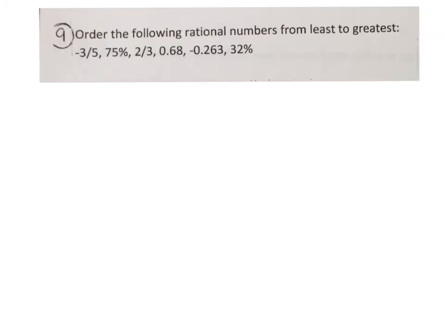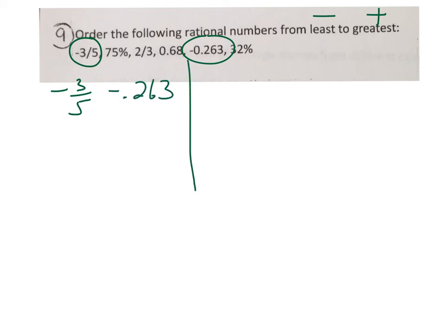All right, order from least to greatest. So that means from negatives to positives. So go ahead and separate those negatives: negative 3/5 versus negative 0.263 is on this side. And then the positives: 75%, 2/3, 0.68, and 32%. Now you could change them all to decimals or percents, but please get them out of fractions.